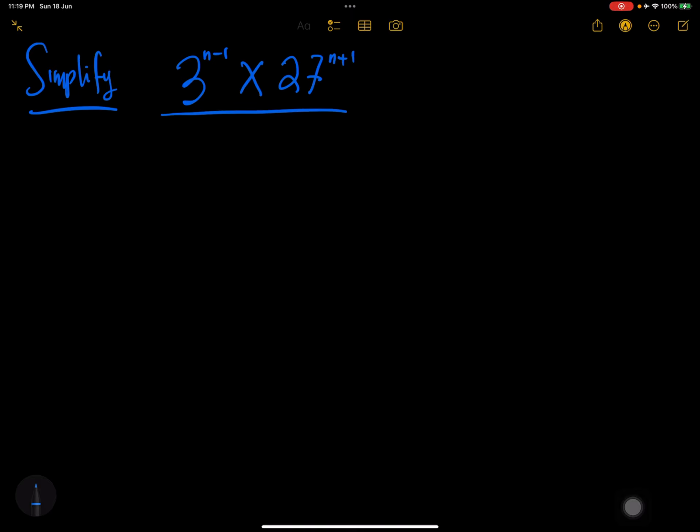Now we're going to try another problem, but in this problem, we are told to simplify. And to simplify, we have 3 to the power of n minus 1 multiplied by 27 to the power of n plus 1 divided by 81 to the power of n.